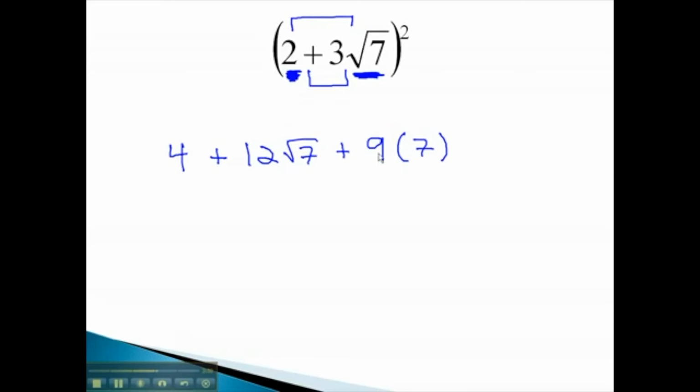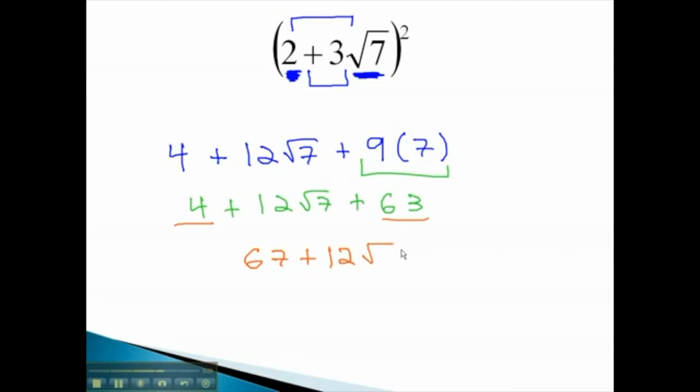Now we just have to simplify what's left by multiplying 9 times 7, and we have 4 plus 12 root 7 plus 63. Combining like terms, we get our final answer, 67 plus 12 root 7. By remembering our square shortcut, we can square the first term, take the product twice, and then square the last term. Always make sure your final answer is reduced, and you'll have your final answer.